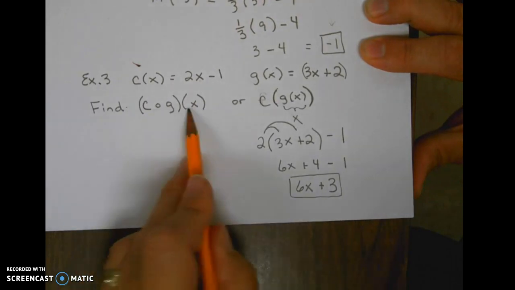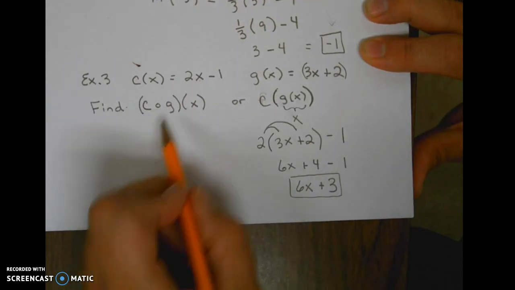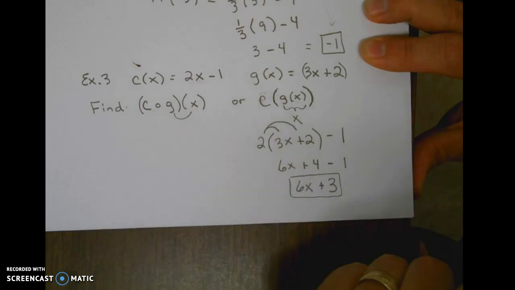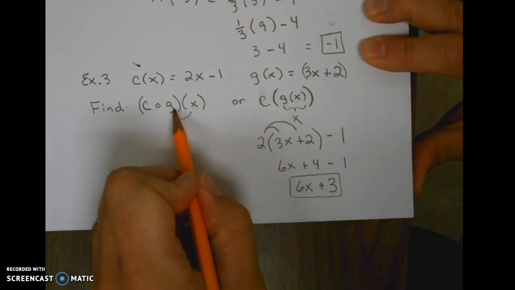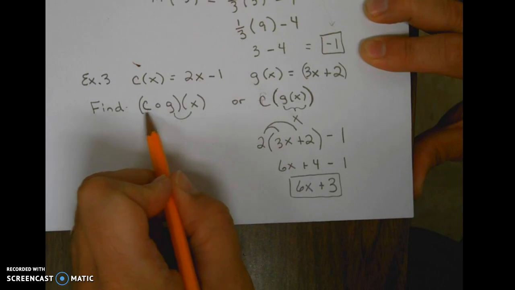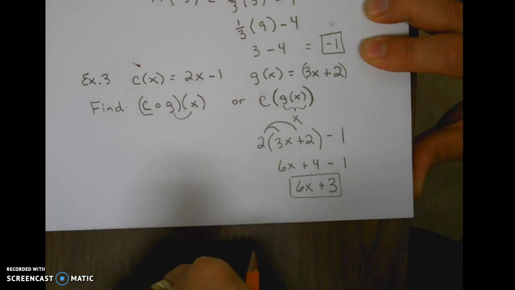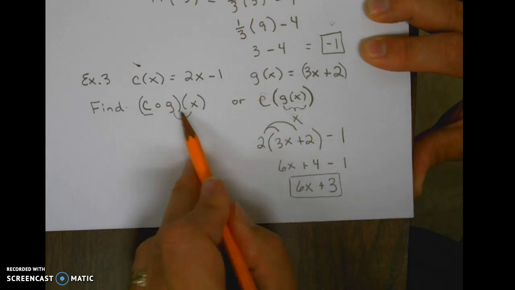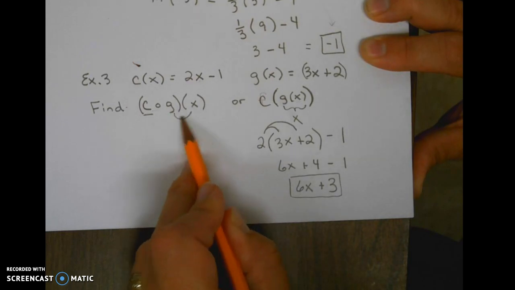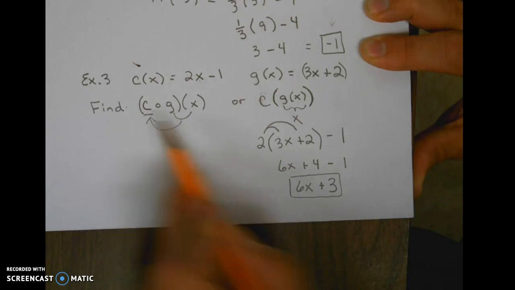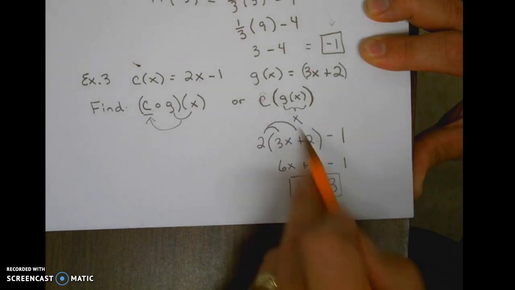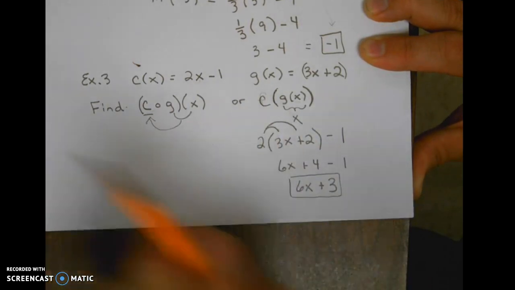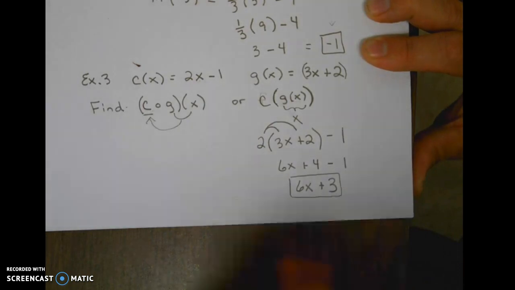Now this notation here means the same thing. We're taking g of x and we're plugging g of x into function c. I like this notation better, but you have to be aware that this notation is also relevant and you need to know it. This function here on the end gets plugged in to function c, and that's what we did right here. If this is confusing, please ask me in class and I will go over it with you again.